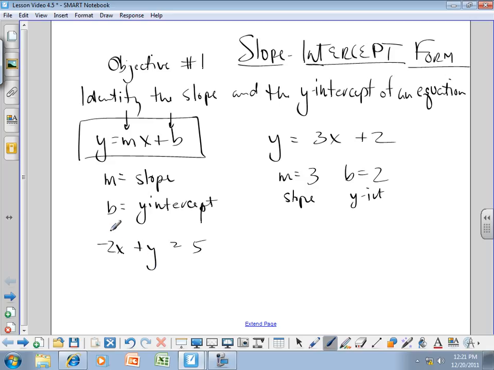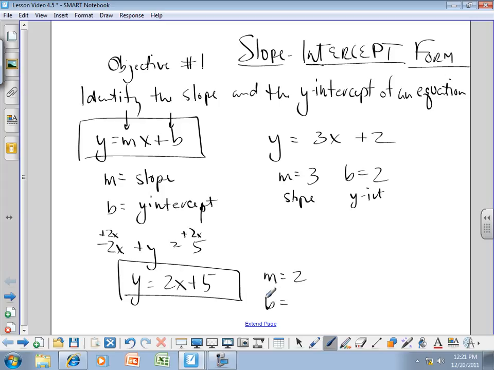How do you get rid of it? Well, it's a negative 2x, so add it. And then I am going to write the 2x first, and then the 5. If it was a negative 5, I would have written 2x minus 5. Okay? Now it's in slope-intercept form. Can you tell me what the slope is? 2. Can you tell me what the y-intercept is? 5. Very good. All right? So, if it's in slope-intercept form, very easy to see your m and your b. If it's not in slope-intercept form, solve for y, and it will be in slope-intercept form.